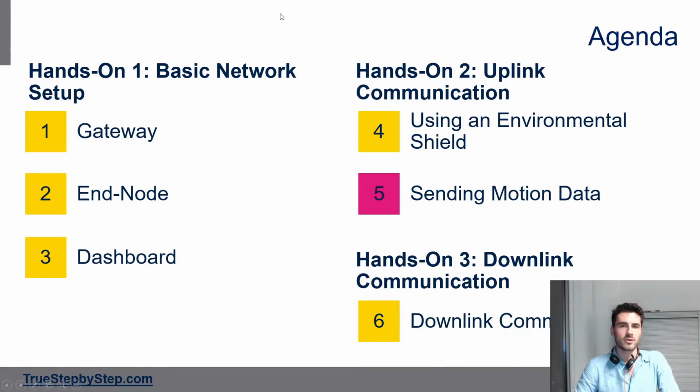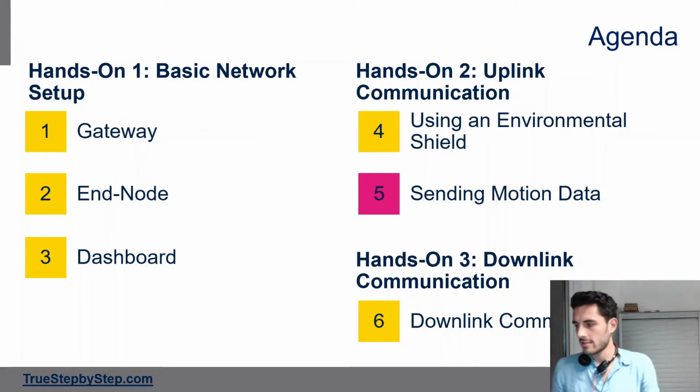In the previous videos, we first had hands-on 1, which focused on setting up a basic LoRa network. This involved configuring the gateway, the end node, and the dashboard. And then we started hands-on 2. We had part 1, where we set up the environmental shield. This is the board we're using, a Nucleo board and an IKS01A2 shield. And we could see some environmental data on our dashboard.